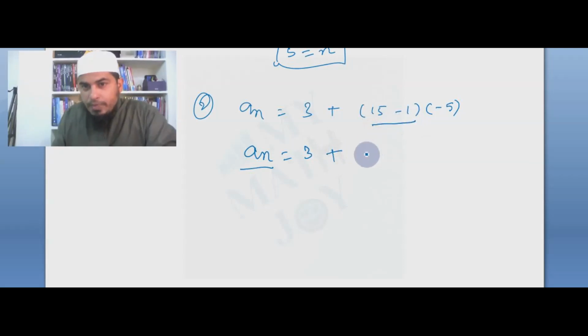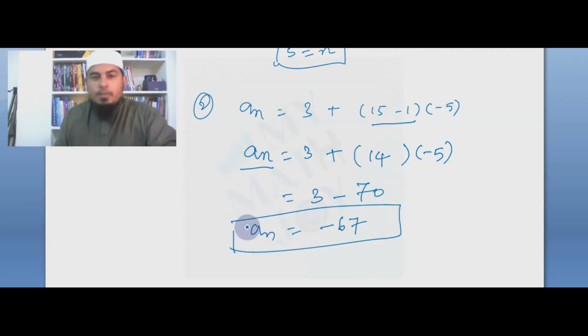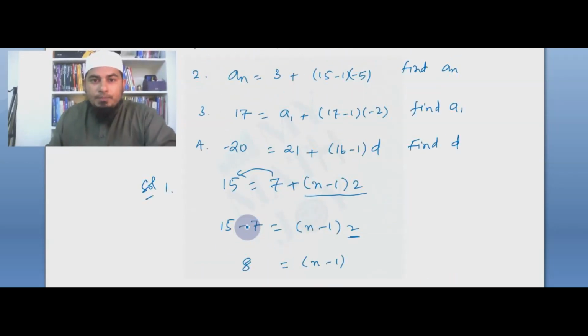This bracket should be added and subtracted to get 14 and minus 5. Then what happens? 3 plus, times minus is minus, and 14 times 5 is 70. Then 3 minus 70 is minus 67. So you got the a n value. That's all. Next, third question.